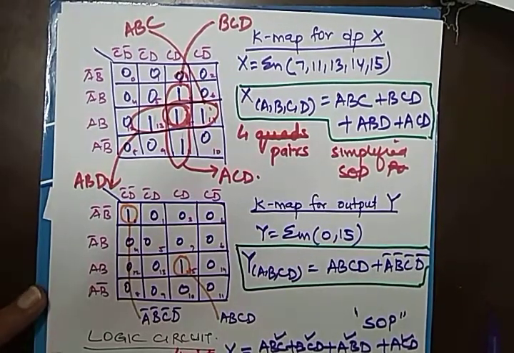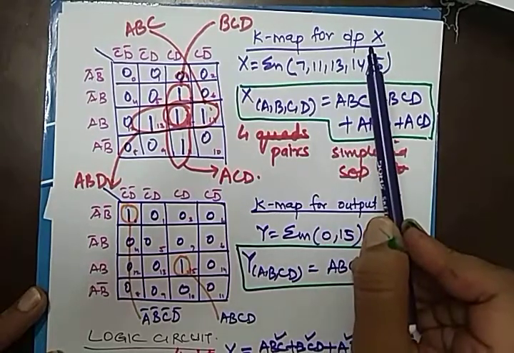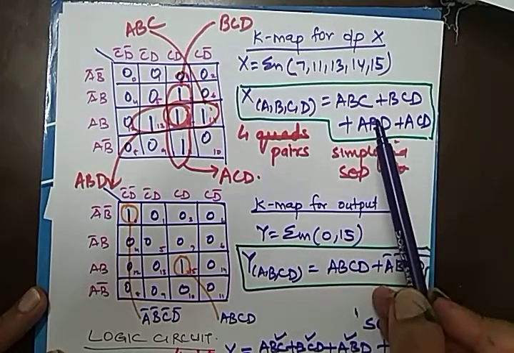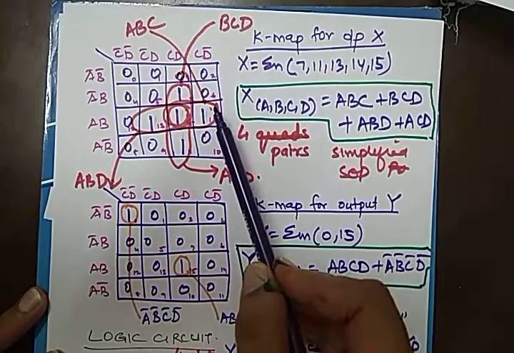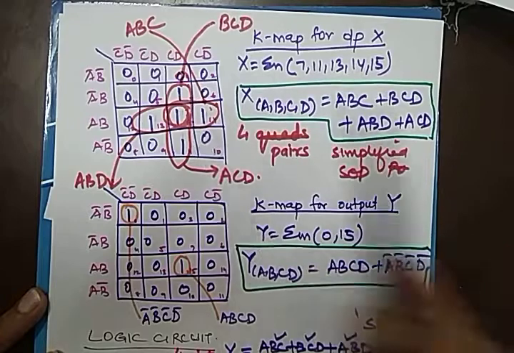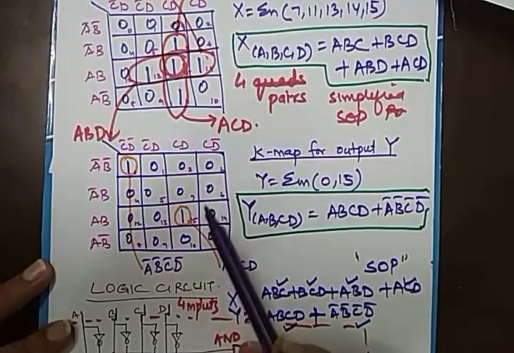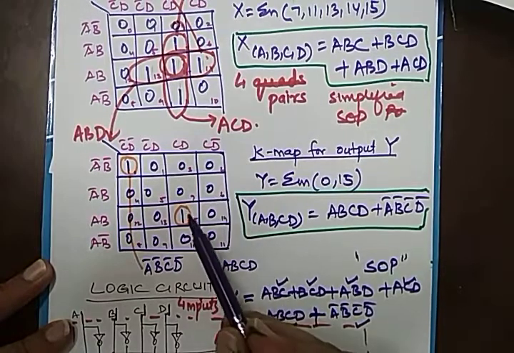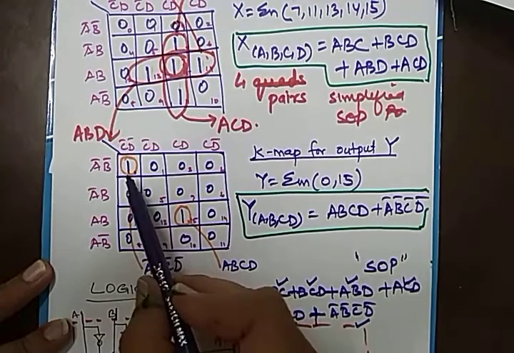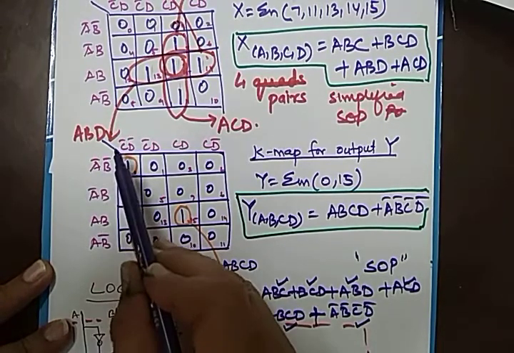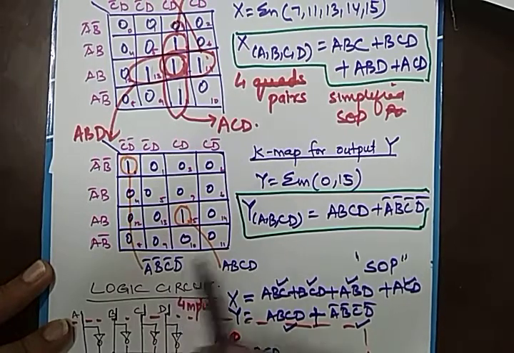In the last video, we had seen that the output functions have to be simplified with the help of K-maps. So this was the output X K-map and this is the output Y K-map. Simplifying this, we had found that this is A, B, C, D and this single is A bar, B bar, C bar, D bar.